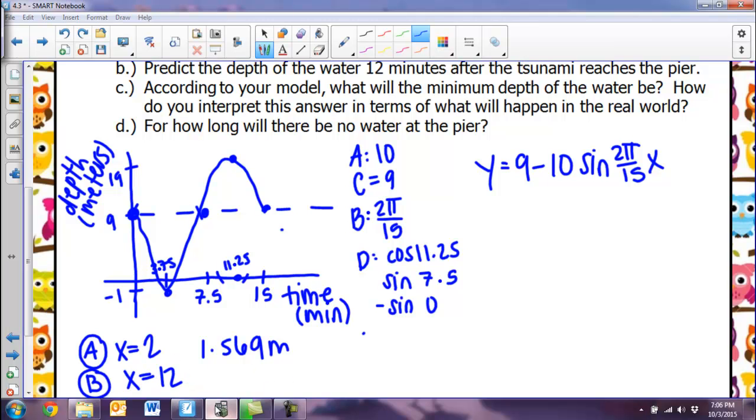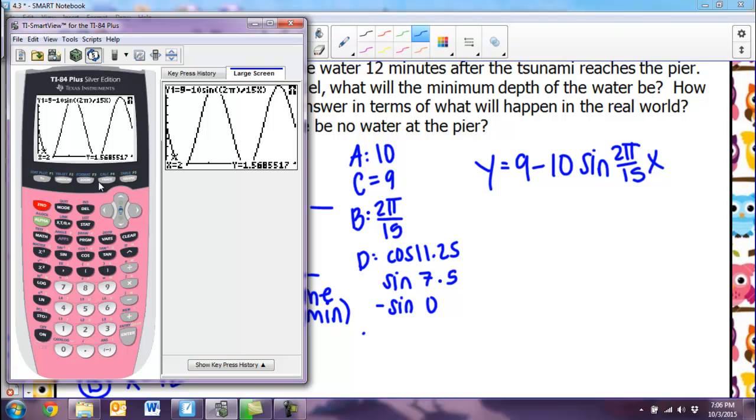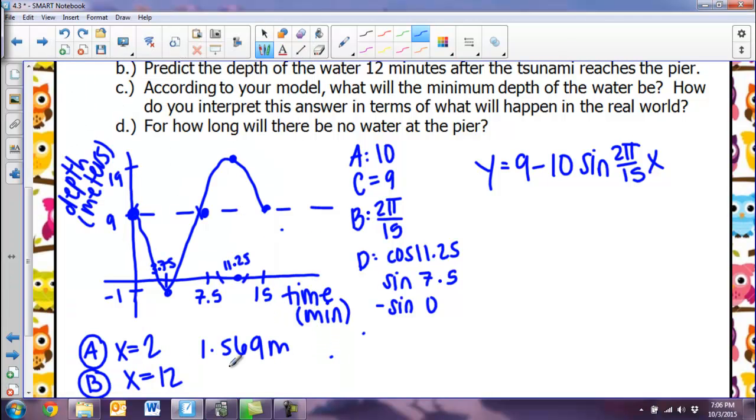So same procedure here, just do second trace, number 1, x equals 12. And I would find out that it was almost at its peak, 18.511 meters. Okay, so that was part B and A.